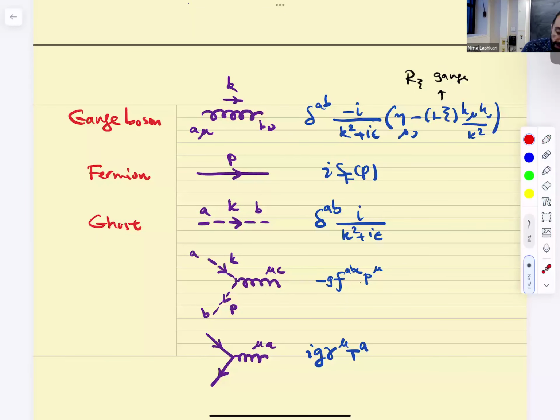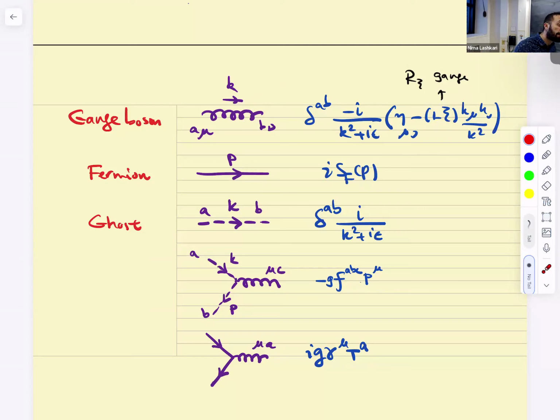So let's write down the propagators first, for the Feynman diagrams. In the R_xi gauge, because we have a non-abelian theory, the gauge boson is labeled by mu and A. Those are the two labels. So this is the two-point function of the connection, the non-abelian gauge field. And here's the propagator, and you wouldn't be surprised to see the xi over there. This is the R_xi gauge.